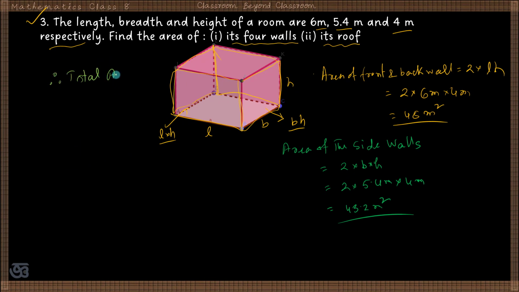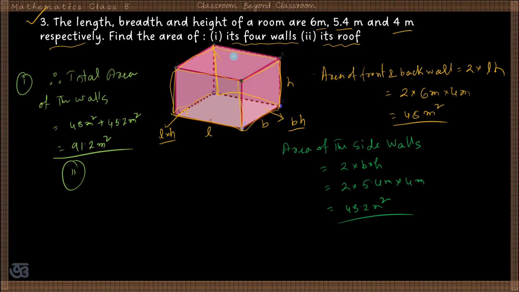Therefore, total area of the walls is equal to 48 meter square plus 43.2 meter square, and this is equal to 91.2 meter square. So this is the answer for question number 1. Now question number 2, the area of the roof. The area of the roof means this surface. Therefore, area of the roof is equal to L into B. So this is equal to 6 meter multiplied by 5.4 meter, which is 32.4 meter square.